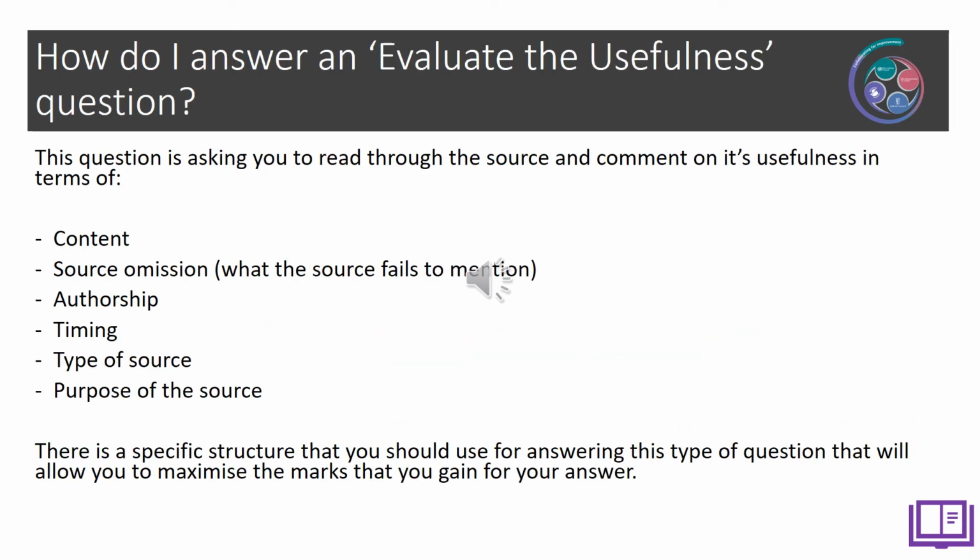So we're now going to move on and have a look at our source questions, and we're going to begin today with an evaluate the usefulness question. Now what this question is asking you to do is to read through a historical source and comment on its usefulness in terms of the content of the source, so the information that's in the source, omission, so what the source fails to tell us, the authorship of the source, which is who wrote the source, the timing of the source, which is when the source was written, the type of source that it is, and the purpose of the source.